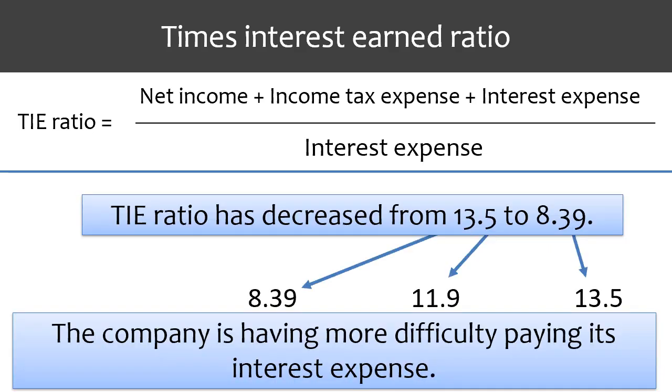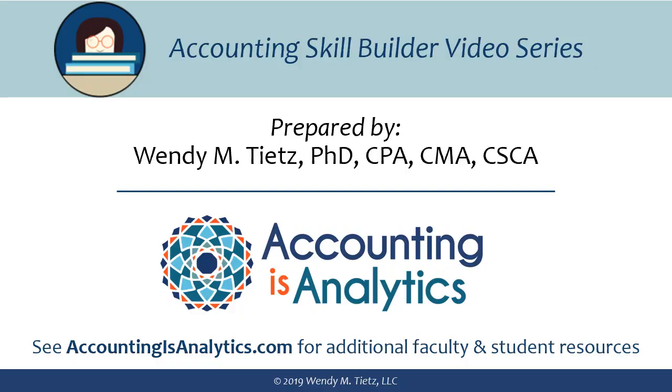Now that we have the times interest earned ratios for 3 years, we can see that the times interest earned ratio has decreased for the 3 years. The company is having more difficulty paying its interest expense over the past 3 years. Remember, a high ratio is better than a low ratio. That's it. We are done.